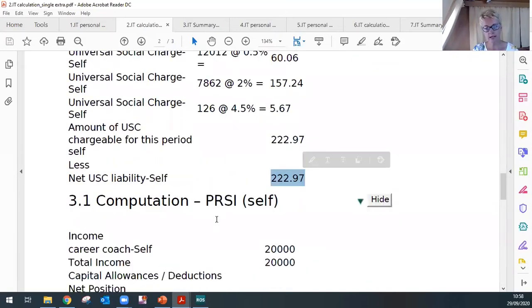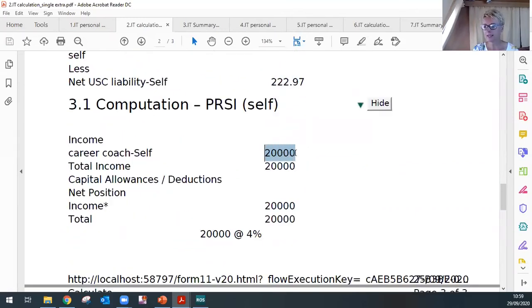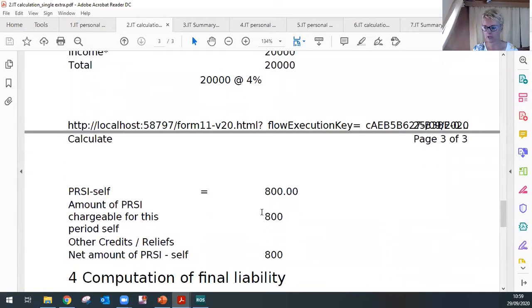Then PRSI calculation, the third component. Again, on her trading profits of 20,000, as I mentioned earlier, PRSI at 4% of her profits. So it comes to 800 in total.